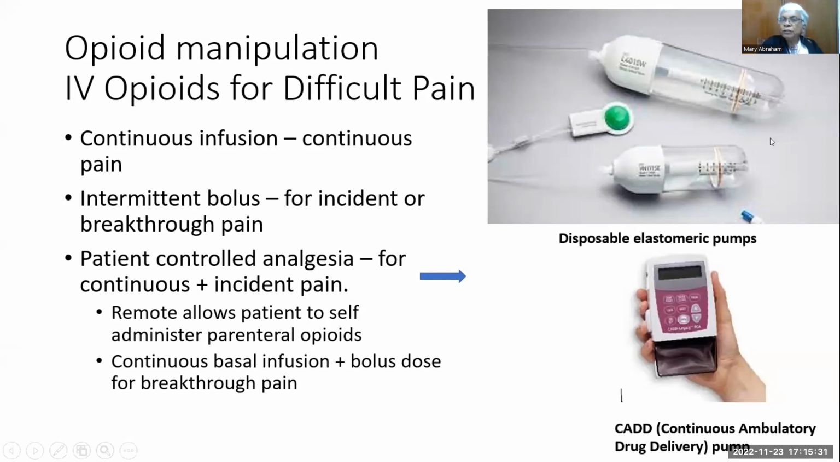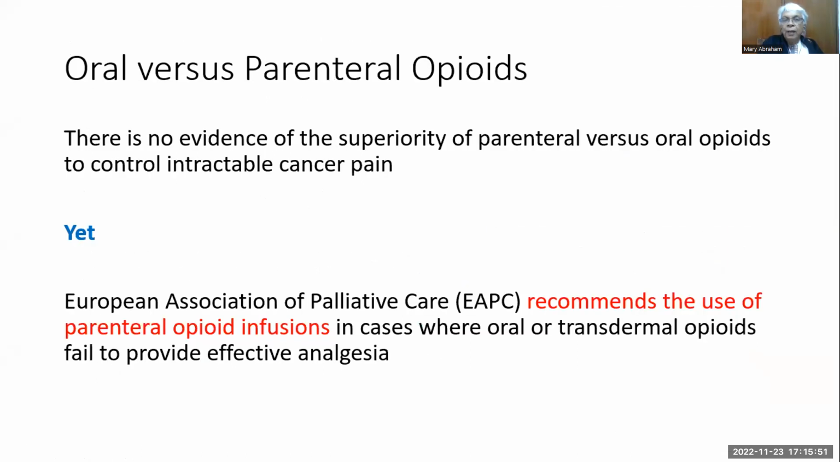So these are the disposable pumps, that is, elastomeric pumps that are available. And also you have the CADD pump, or the continuous ambulatory drug delivery pump, which is not disposable, but the drug is added into a chamber in this. And this also has a remote in addition. Now, if you look at oral versus subcutaneous, there is no evidence of the superiority of parenteral versus oral opioids. But yet, the European Association of Palliative Care recommends the use of parenteral opioid infusions in cases where oral or transdermal opioids are not effective.